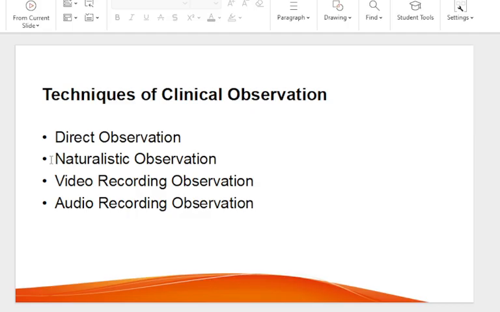Now, how is this different from naturalistic observation? It is different because in naturalistic observation, you are mainly just viewing the client in their natural setting, and you are doing this to collect data about the overall behavior in that setting. Now, you could participate or you could not participate. That's where we have participant naturalistic observation and non-participant naturalistic observation.